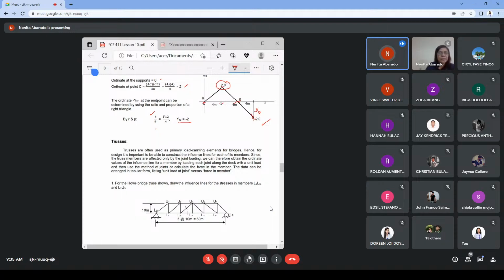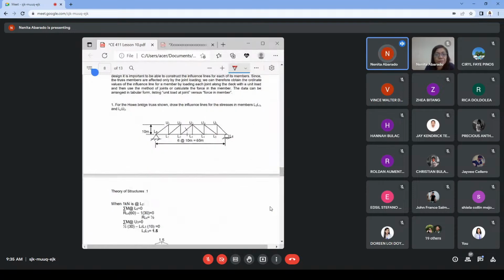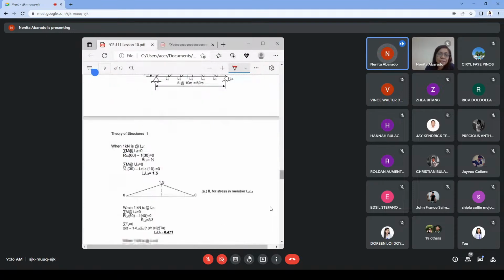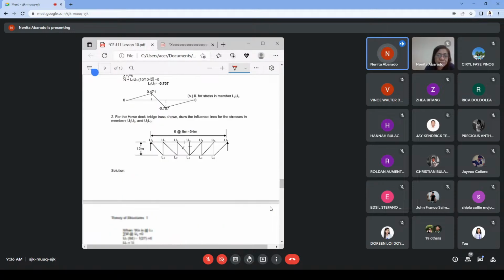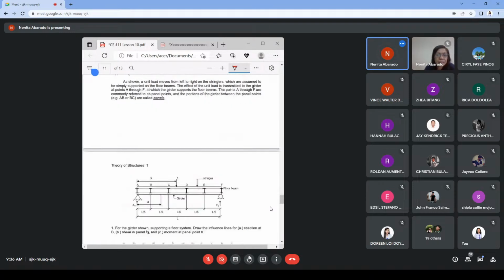So, that is for the moment. So, for trusses, naarin tayo mga examples for determining the influence line for trusses.